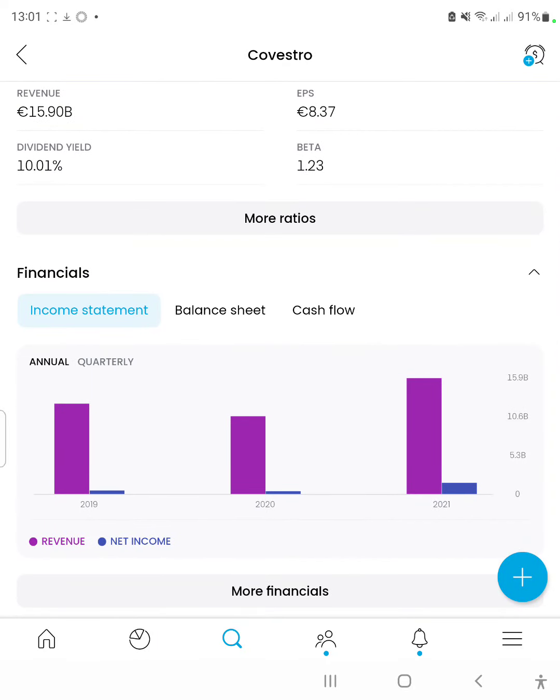Oh, sorry, I forgot about the beta. The beta is the risk level of the company in a number. So the beta for this company is 1.23, which is about 23% above the market average of 1.